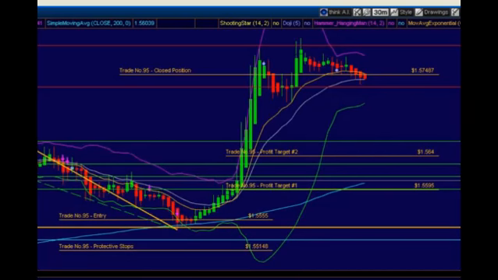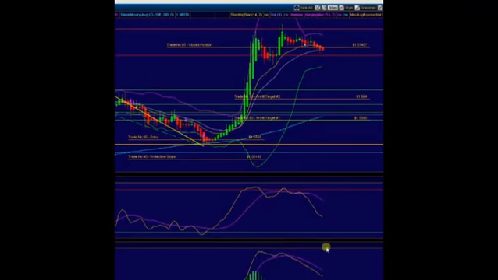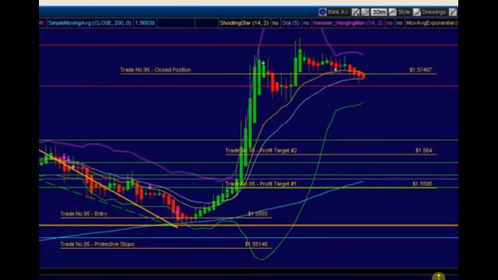And then on top of that, stochastics, as you can see, turned over, indicating a shift from buyer sentiment to seller sentiment. So it was just a good time to take my profits there. I don't know what happened after that, but this trade was a complete winner.